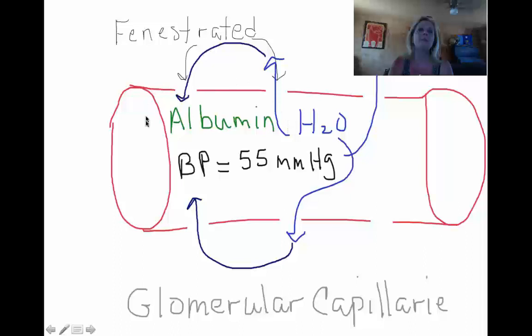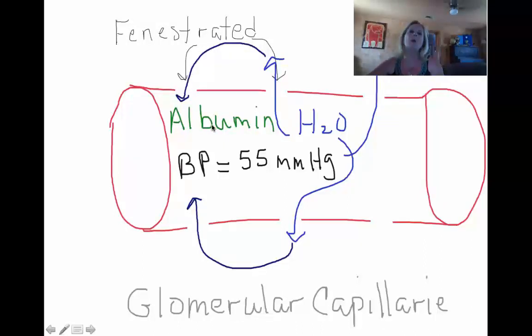And this is due to the protein albumin. Now, albumin acts like a sponge, and it pulls water back into the capillaries and prevents us from getting this hypovolemic shock and dying. So the albumin, the osmotic pressure, draws the water back into these fenestrated capillaries. So you do have some filtration of water occurring, but most of the water is coming back into the capillaries.